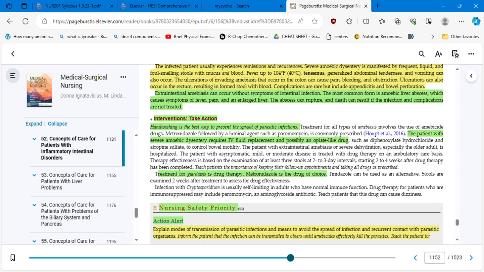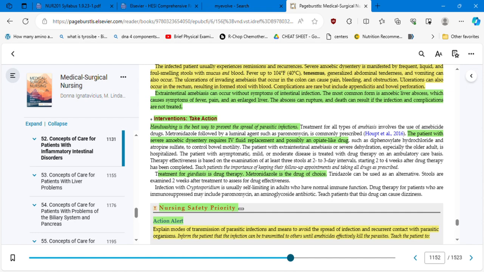Extraintestinal amebiasis can occur without symptoms of intestinal infection. The most common form is amoebic liver abscess, which causes symptoms of fever, pain, and an enlarged liver. The abscess can rupture, and that can result if the infection and complications are not treated.